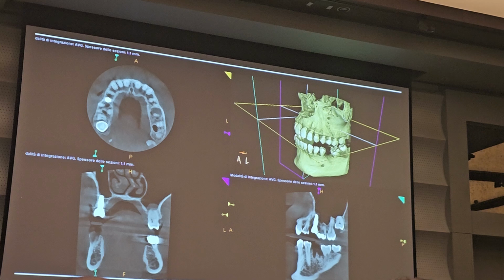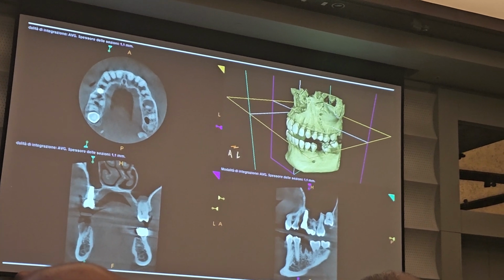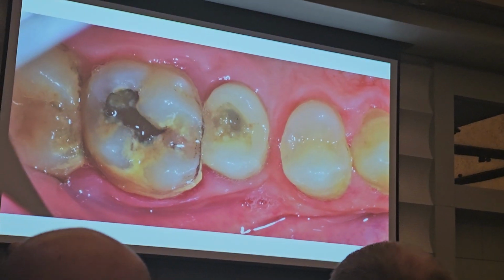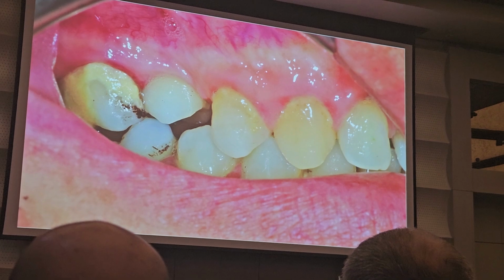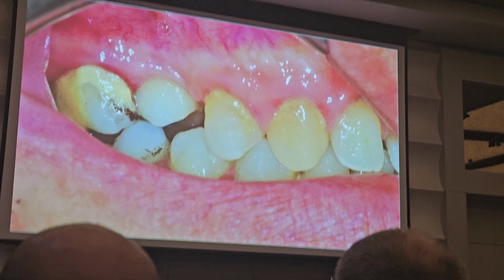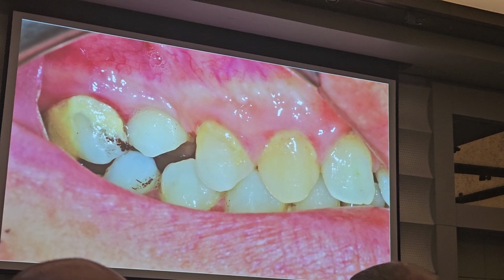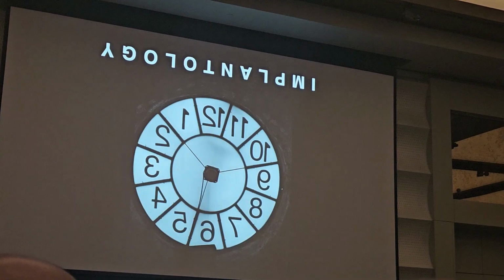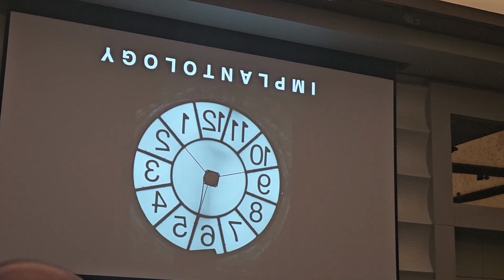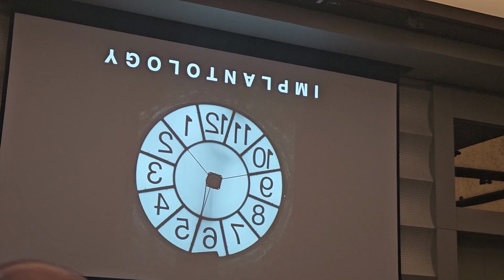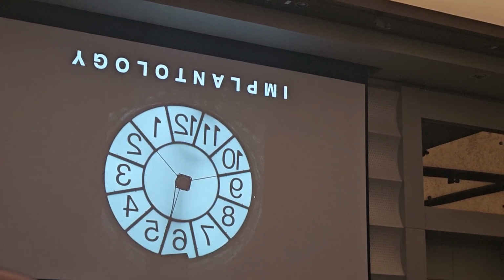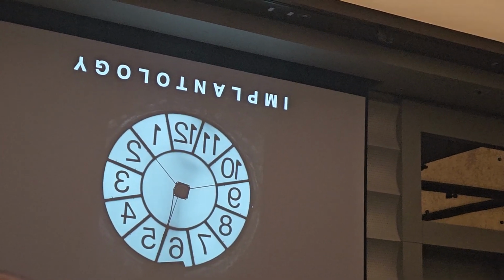The implant is good, in perfect condition after 15, 16 years. But look at the diastema and look at the relative intrusion. It's massive, okay? But this is a 46-year-old patient, so it's not a young patient. But let's see what I did in implantology.